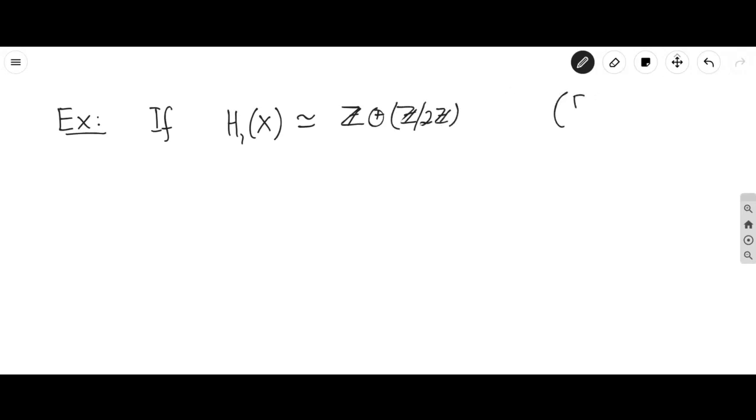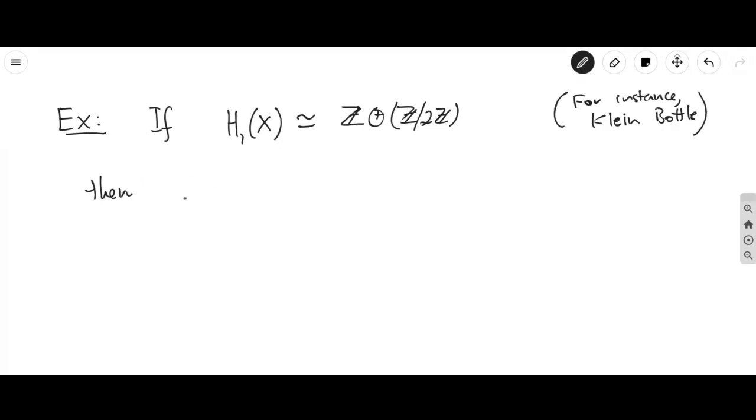Okay, so for example, let's say the one-dimensional homology of X is isomorphic to Z plus Z mod 2. So for instance, the Klein bottle. If you did that homework problem for calculating the first dimensional homology of the Klein bottle, this is what you get.